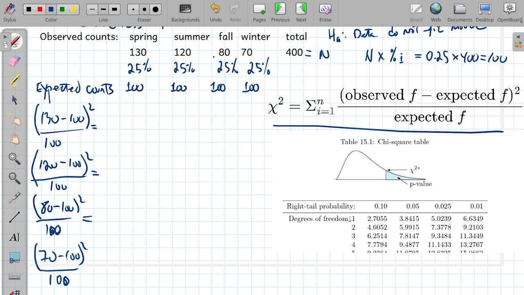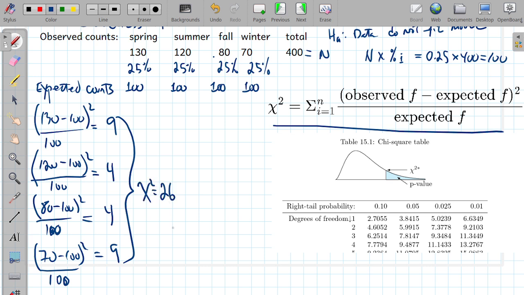Let's look at our numbers here. 130 minus 100 leaves a difference of 30. 30 squared is 900, and 900 divided by 100 is 9. Here we have 120 minus 100, so that squares to 400, and divide by 100, that's 4. This will be the same, and this will be the same. I didn't actually choose the numbers to make it work out that slick. It just happened to work out that way. Because usually you get a decimal with this stuff, but not today. This should work out to 26. So chi-square is equal to 26.